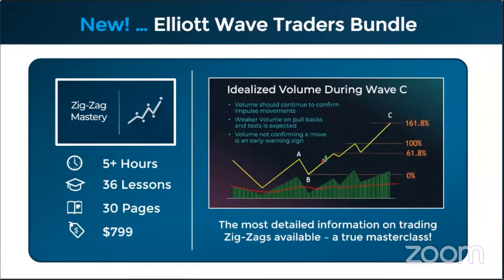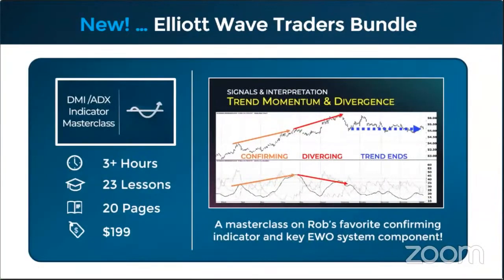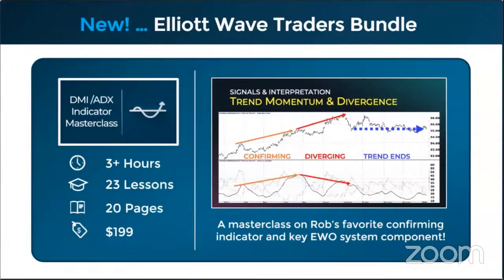It's one of my favorite patterns within all of Elliott Wave. It's over 5 hours and 36 lessons with a 30-page manual included. And our DMI ADX indicator mastery class, my favorite technical indicator. So you'll really nail how to confirm the signals that we're seeing within Elliott Wave with this indicator. Class is over 3 hours and 23 lessons with a 20-page manual included.